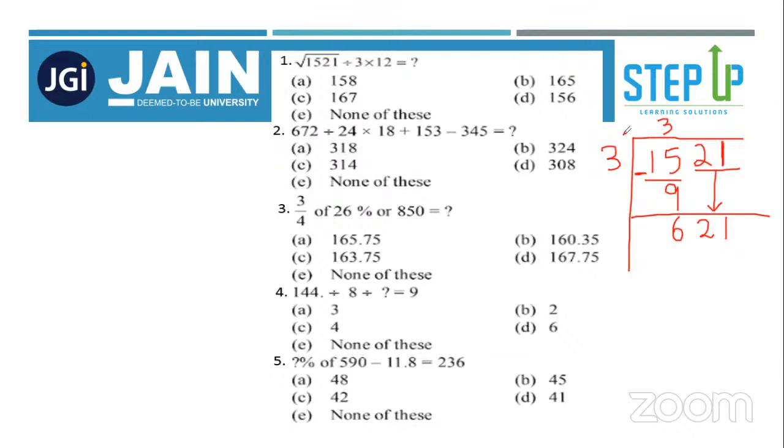Now 3 plus 3. Now I have to write here a number that is from this 3 plus 3. What is 3 plus 3? 6. I'll write that 6 over here. Here and here I'll write a number to multiply and get this number as 621. 3 plus 3 is 6, Annie, not 9.